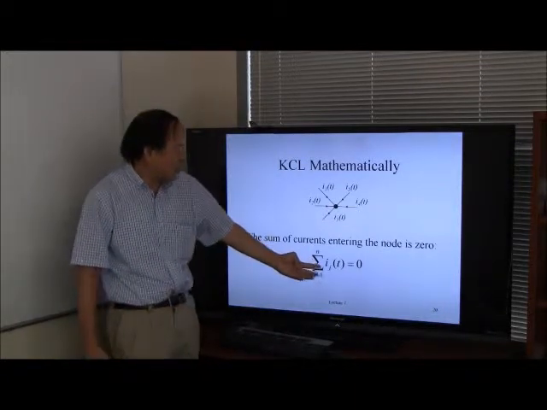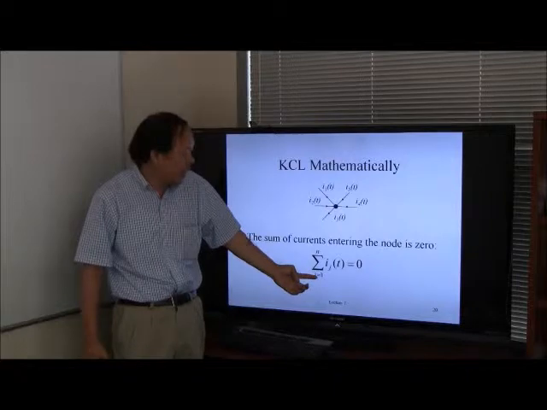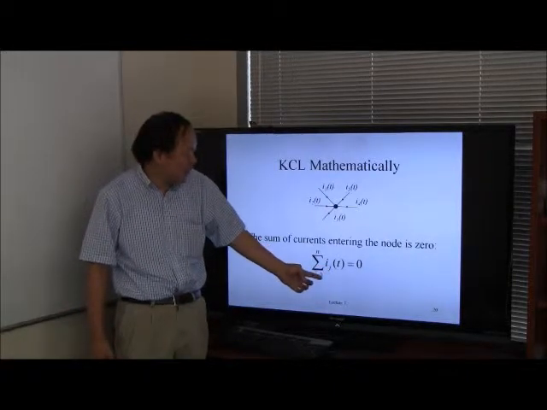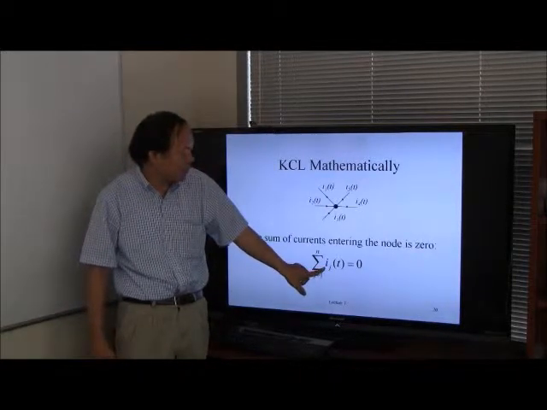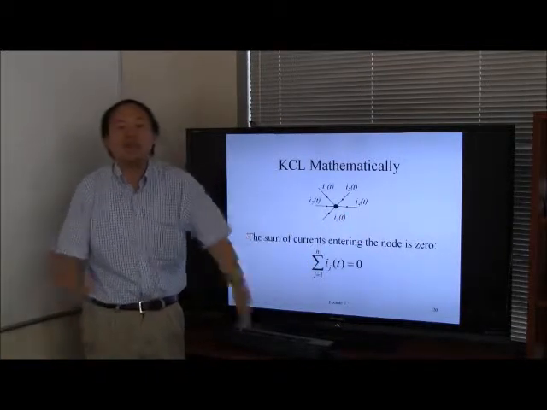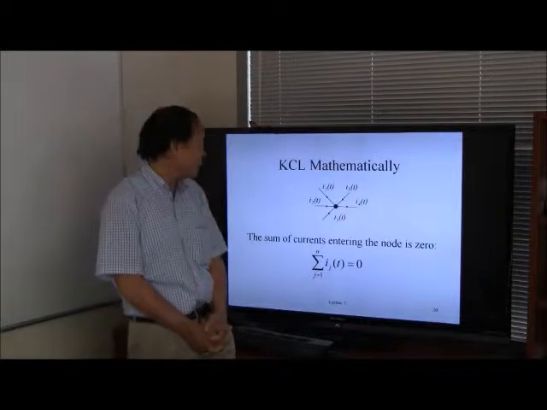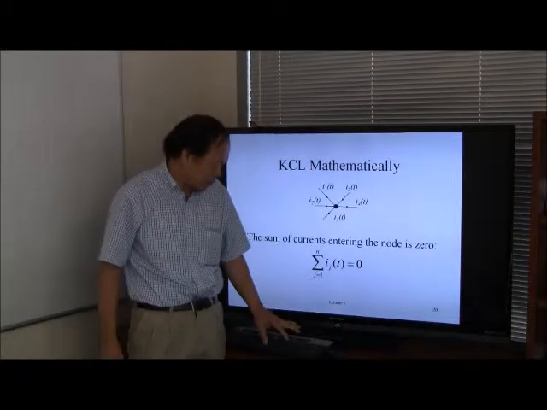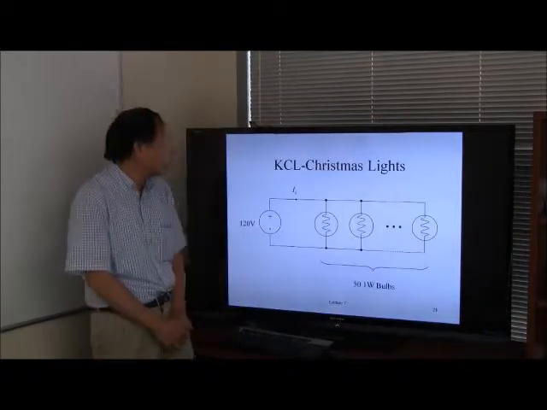So what you have is the summing over j, over all the wires j from 1 to n, of the current on wire j, which has to be equal to 0 at every point in time. So that's a mathematical statement of the Kirchhoff current law.